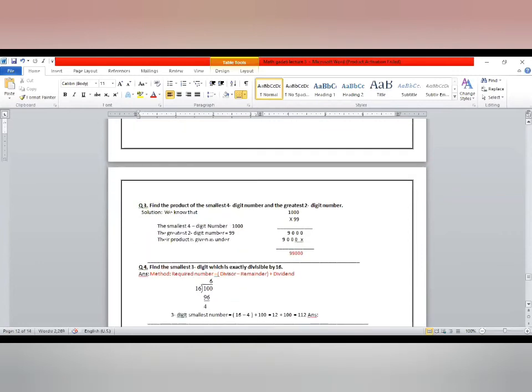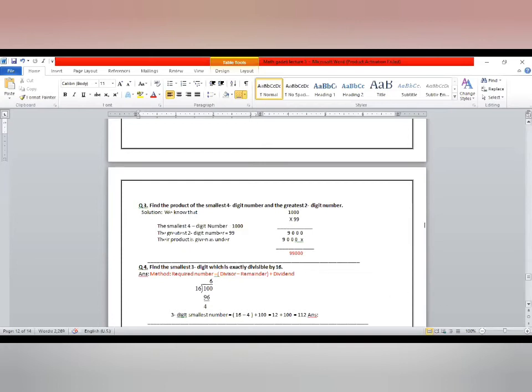the question number 3 is only a word problem, but the multiplication procedure is the same. Dear student, I will write, find the product of the smallest 4-digit number, that is 1000, and the greatest 2-digit number, that we have learned in the previous lecture, lecture number 5, that is 99.